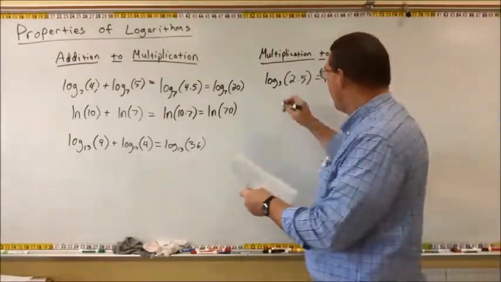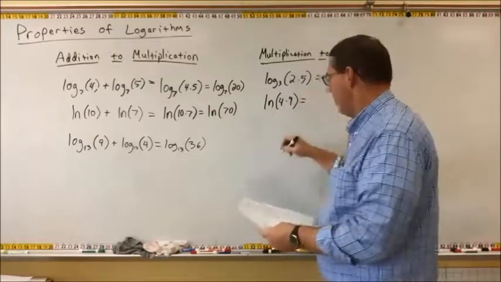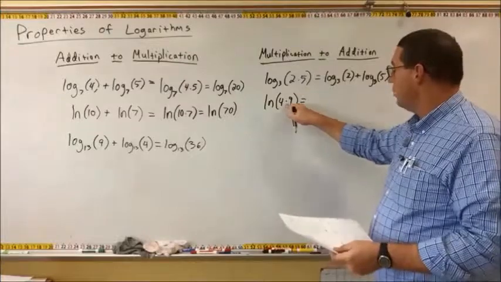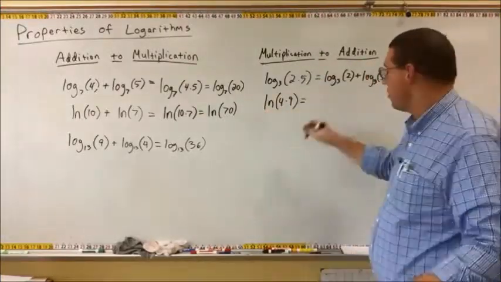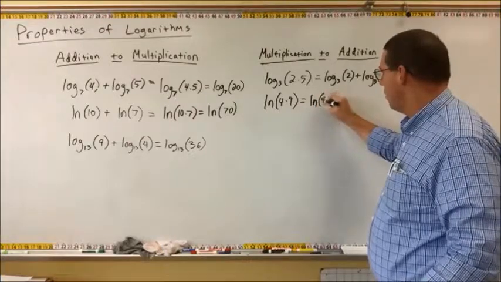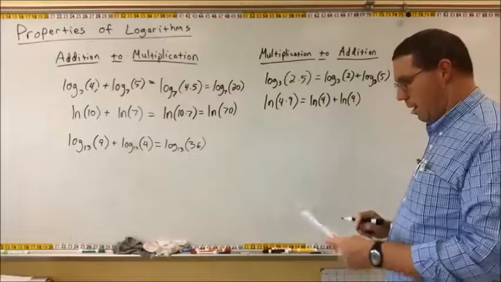What if we had the natural log of 4 times 9? Okay, well, that's multiplication. It's going to turn into addition. We need to break it into 2 logarithms. So it'll become the natural log of 4 plus the natural log of 9.